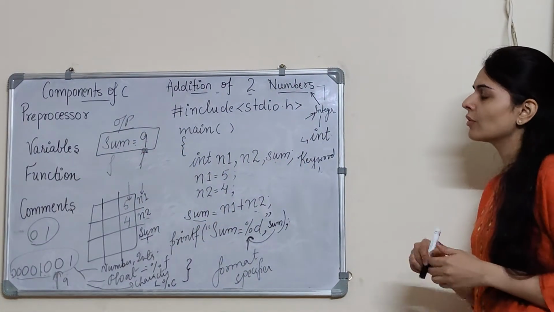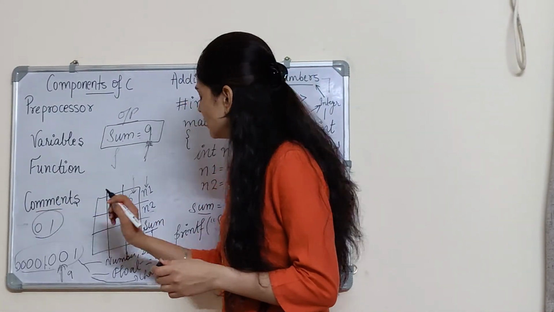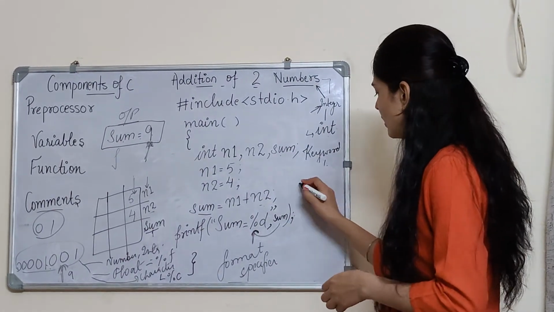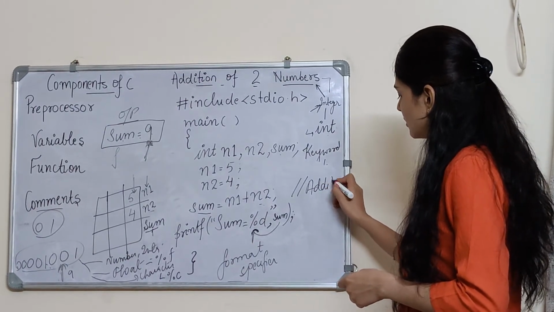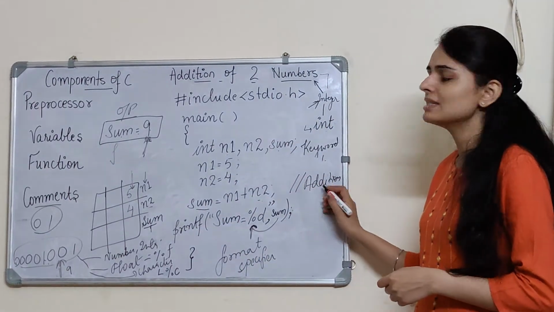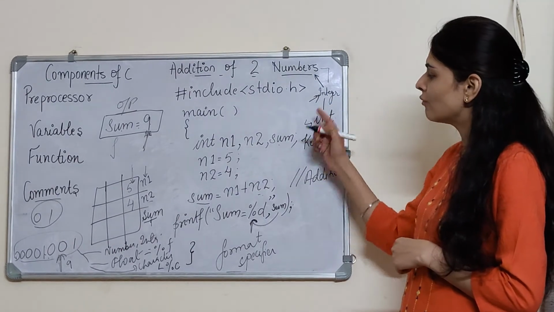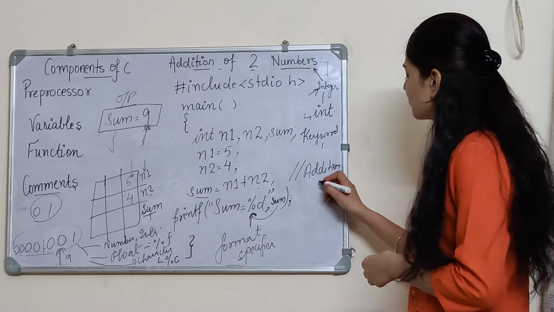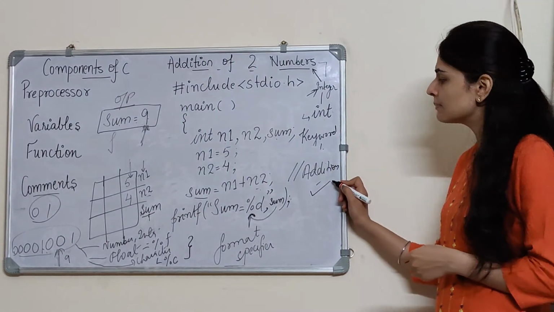So this was the program for addition of two numbers. And comments, we know that we can add in front of any statement we want. Say, suppose here we can add "addition". Still it will give us the same output. Why? Because comments are not executed. Those are just for our own convenience, to understand whatever is happening in the program. So this was the addition of two numbers.